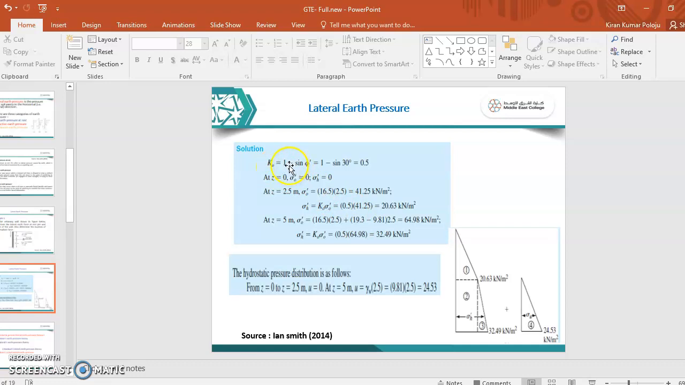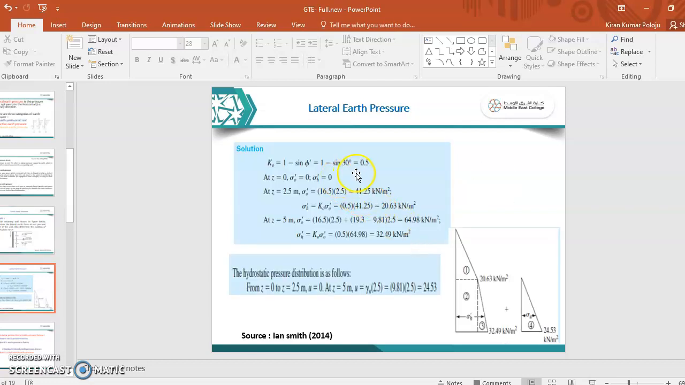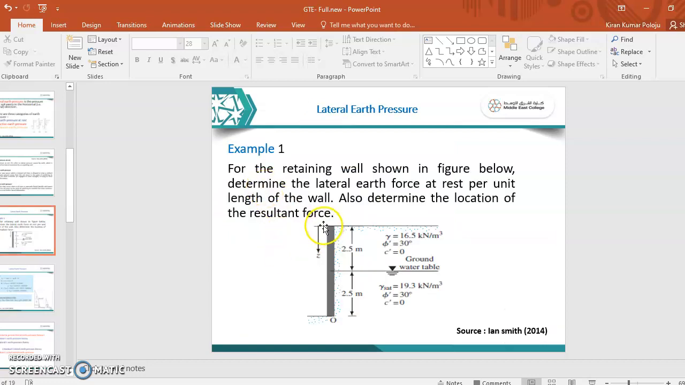We have the condition K0 is equal to 1 minus sin phi. The phi is given as 30 degrees, so 1 minus sin 30 is 0.5. Here z is measured starting from the ground surface. When z is equal to 0, all the stresses are 0. When z is equal to 2.5, these stresses will be considered.